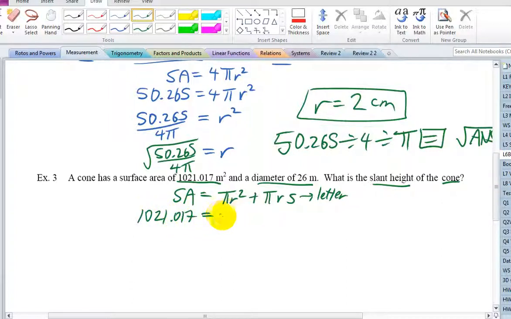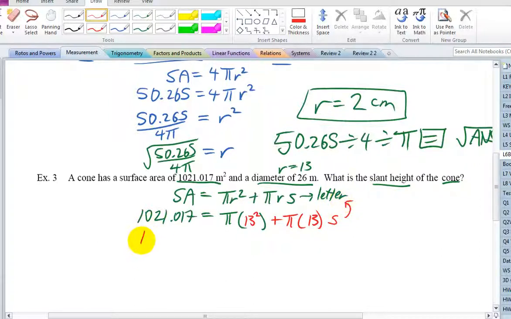1021.017 equals pi times r squared. Oh, but I have the diameter. Oh, you can't answer the question. Yeah, if the diameter is 26, the radius is 13. Okay, so this would be 13 squared, plus pi times 13 times the letter S. Okay, remember it's a letter.